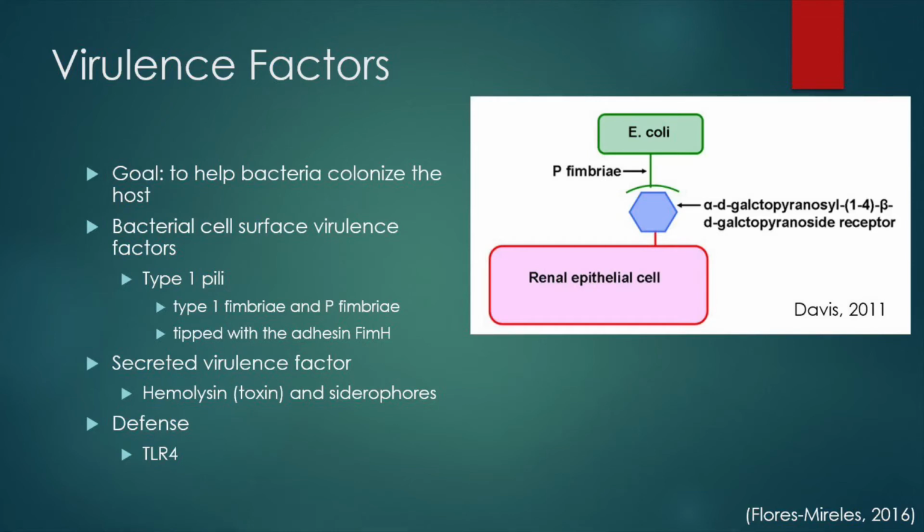Another one is the secreted virulence factors, such as hemolysin, which is a toxin that targets multiple host pathways to facilitate infection. Then there are defenses such as the toll-like receptor 4, which defends the uroepithelium from the UPEC invasion.